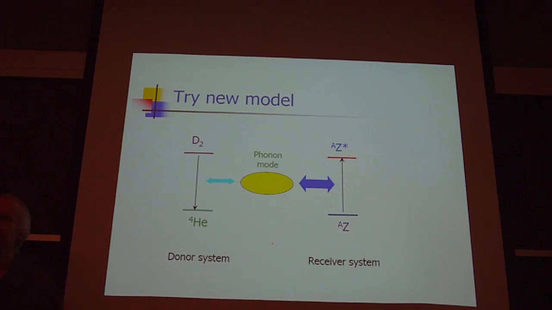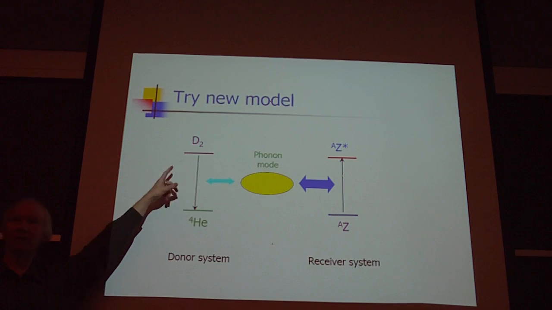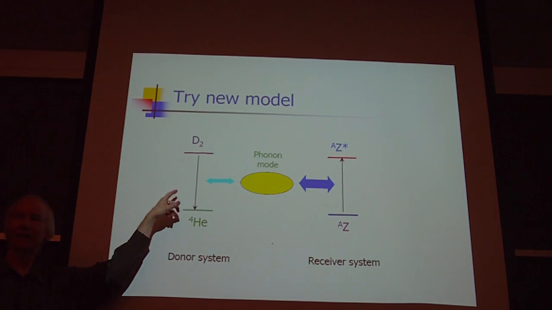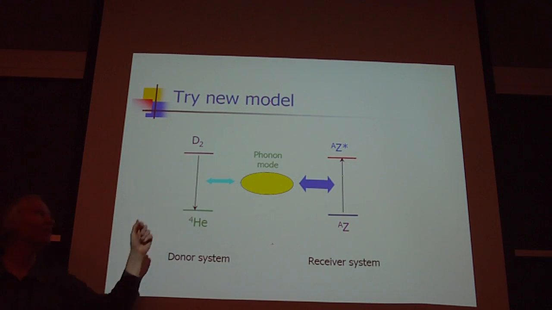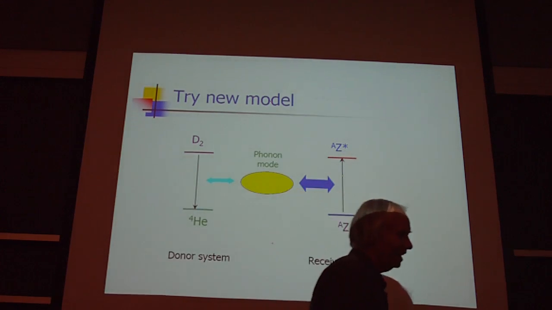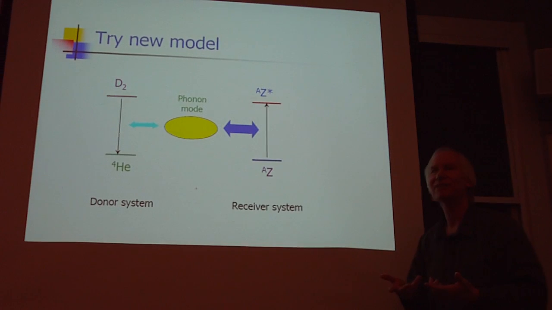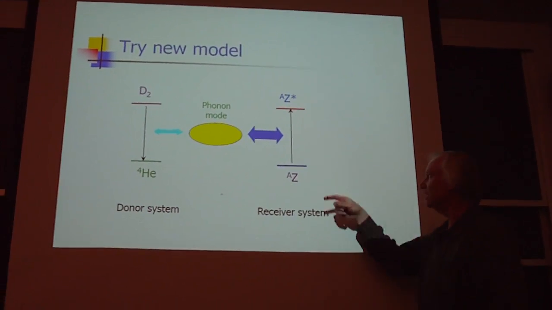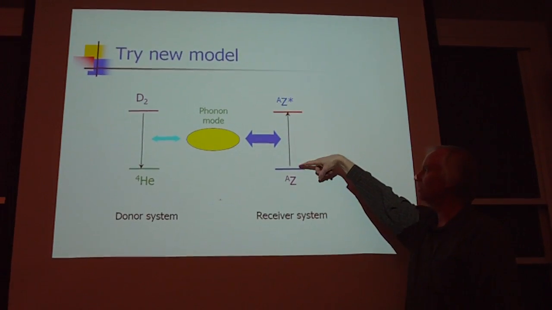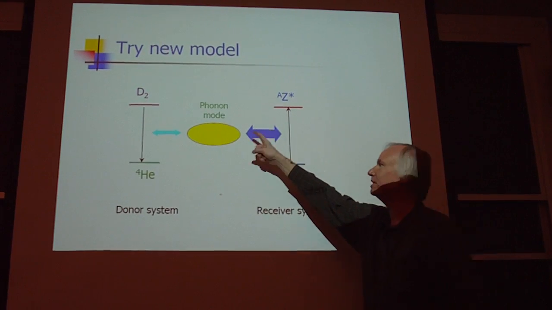So the brainstorm back around 2001, 2002 was to introduce another transition. So I'm going to have my D2 to helium-4 be a really weak transition, and it's going to exchange an oscillator quantum. And over here, I'm going to have something else. I don't know what it is. I mean, in 2001, 2002, I had no idea what it was. So I said, let's assume I have a transition that's very strongly coupled.